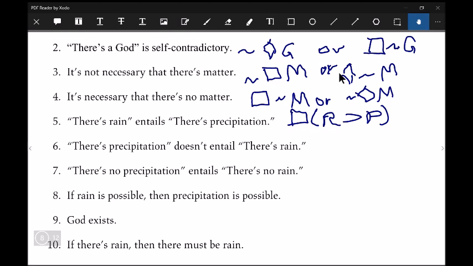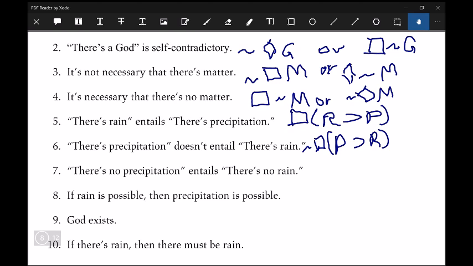Whereas 6 says there's precipitation doesn't entail there's rain. It's not necessary that if there's precipitation, then there's rain, because it could be snow or something else.